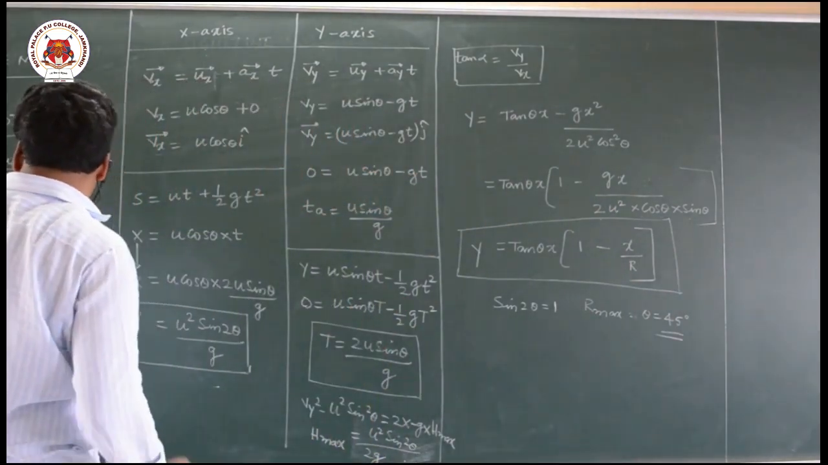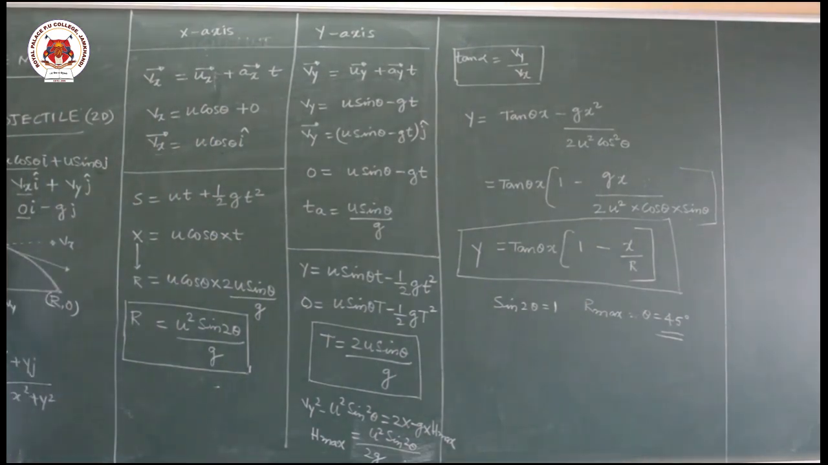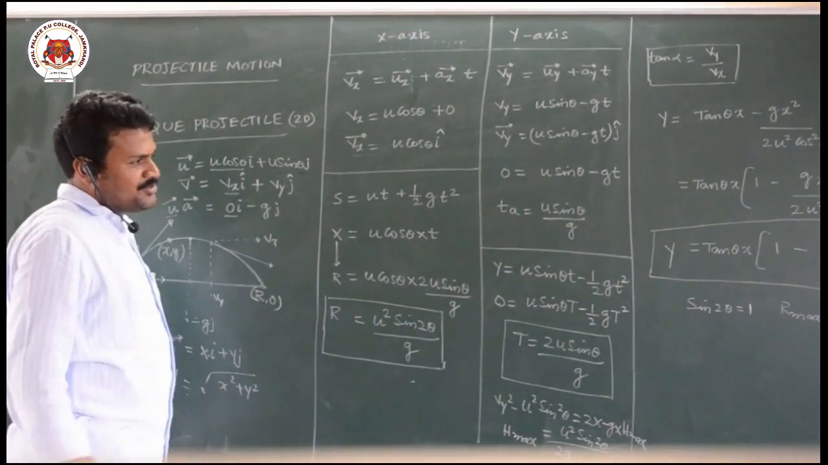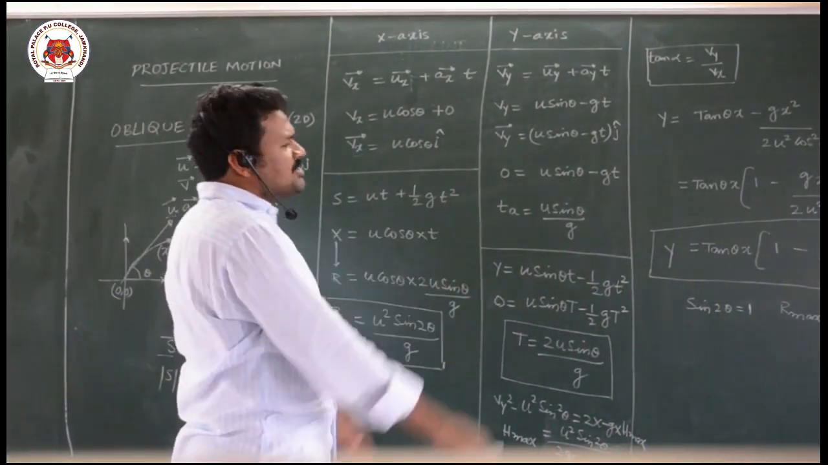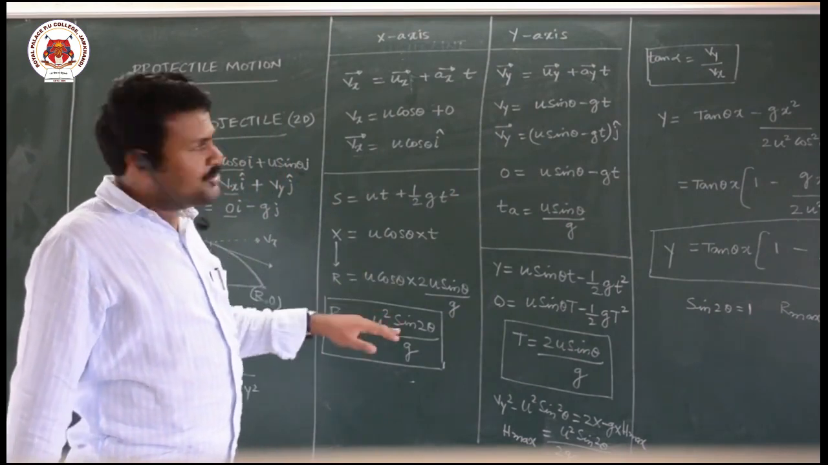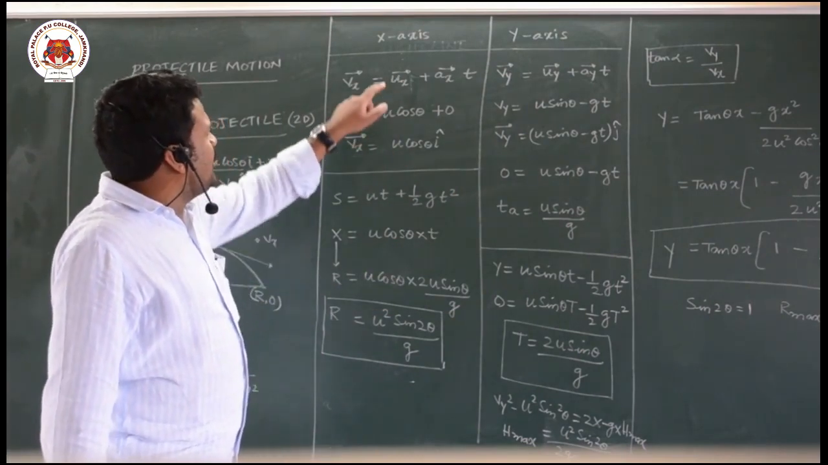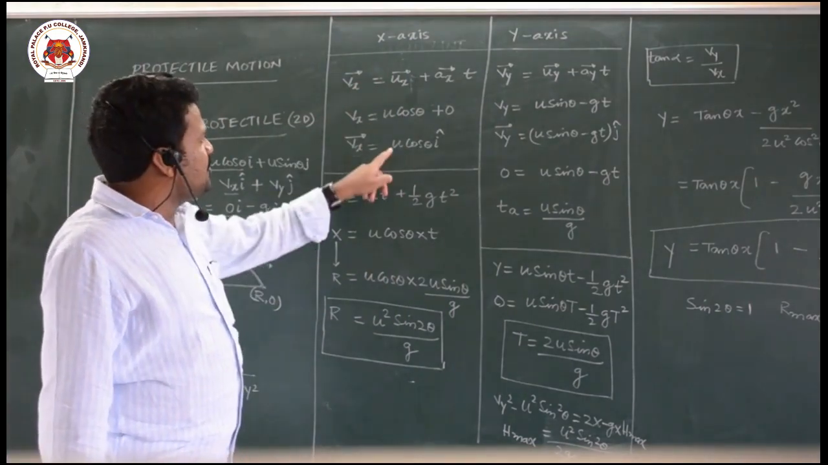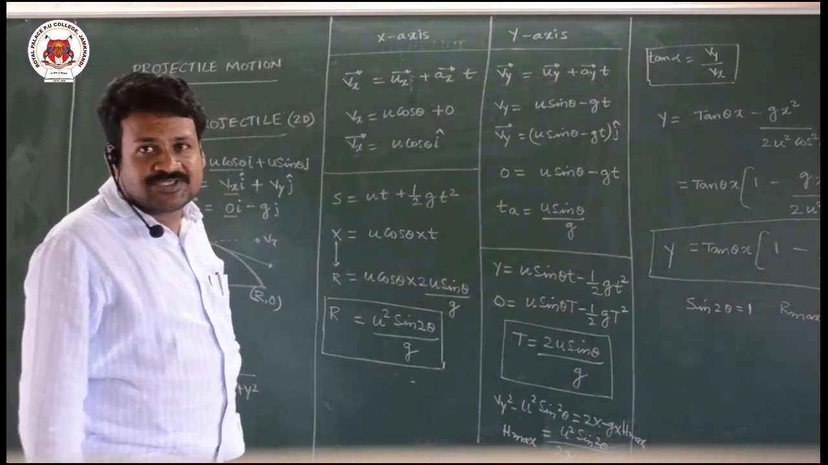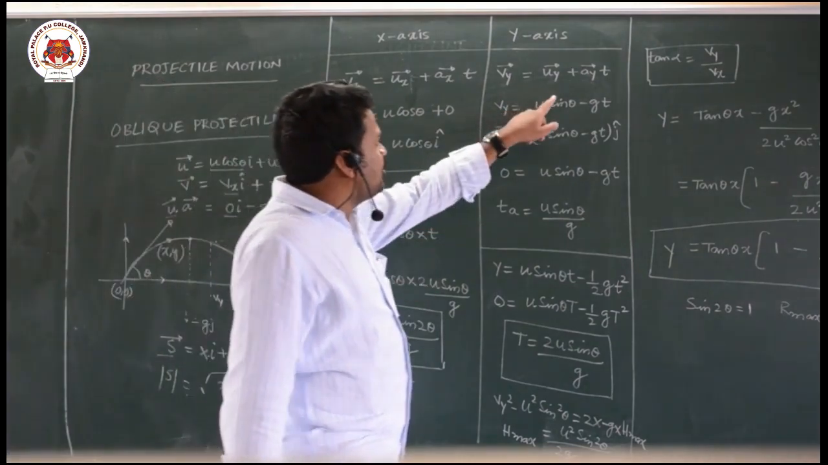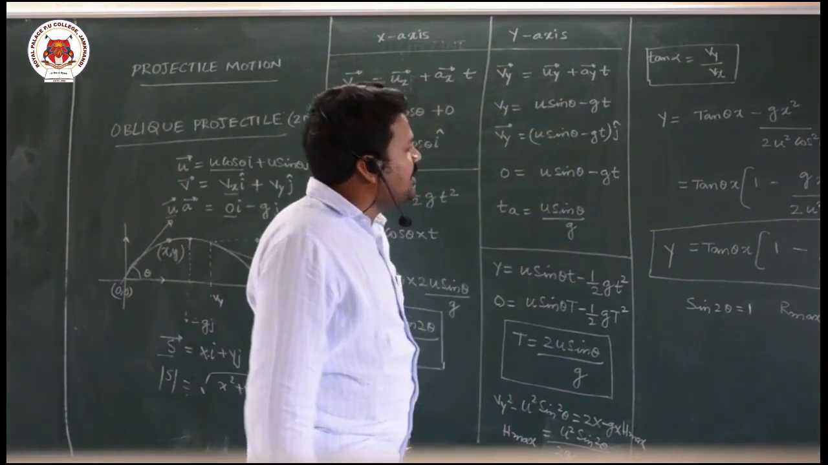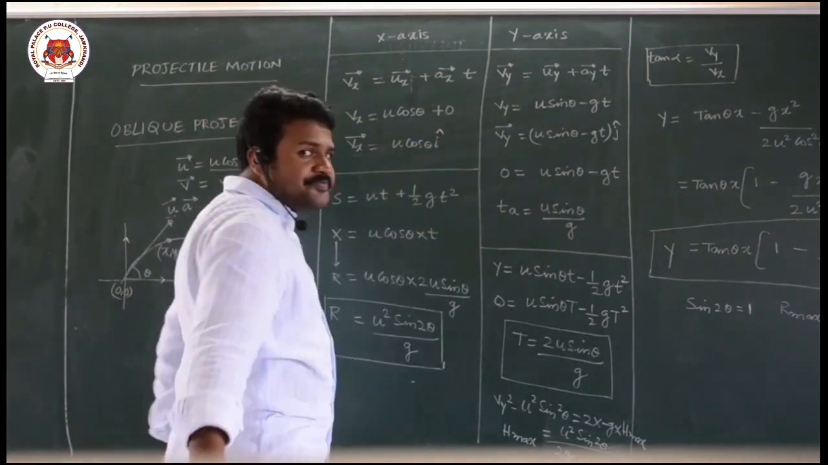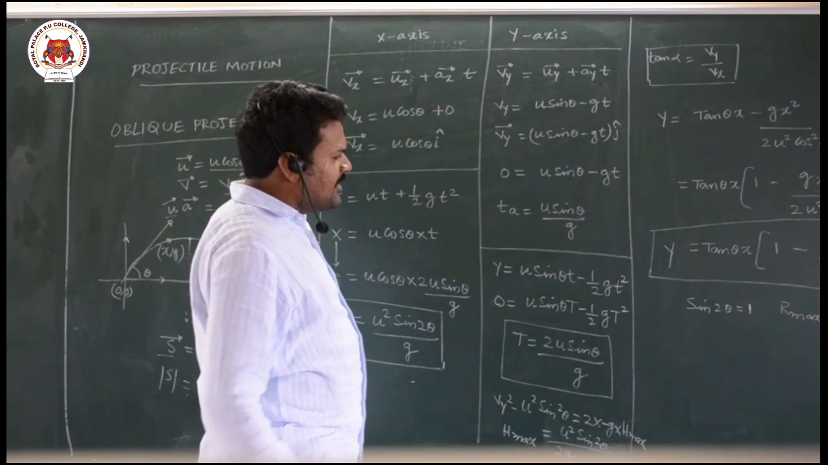Sometimes they will ask what is the velocity of the projectile at maximum height. At maximum height Vy is 0, but Vx is not 0. If you observe all these formulas and if you see our last video, this is nothing but a body moving with uniform velocity of u cos theta along the x axis. It is a vertically projected body with a velocity of u sin theta along the y axis. You can observe the formulas. Here velocity is not changing, so it is uniform along the x axis.